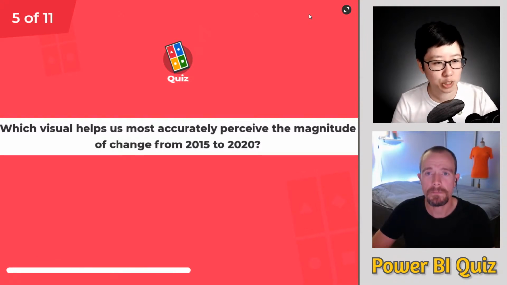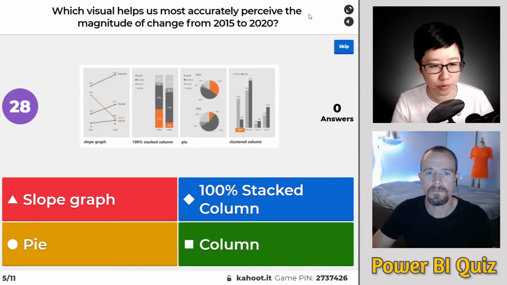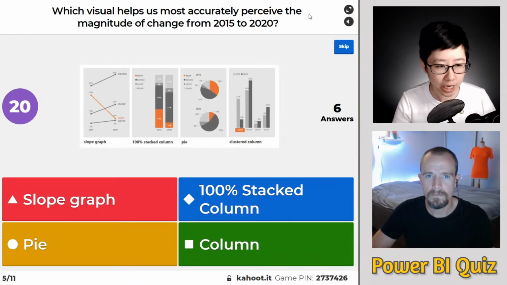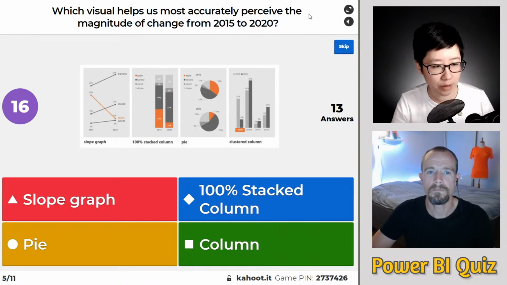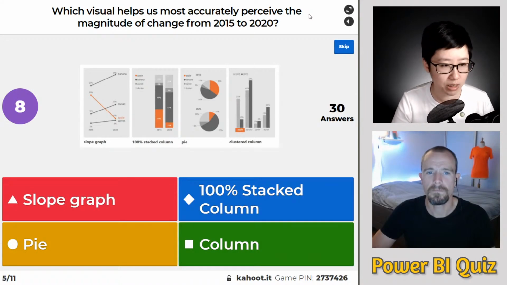Okay, which visual helps us most accurately perceive the magnitude of change from 2015 to 2020? This question focuses on which one shows you most obviously the magnitude of change. Okay, between 2 years, we're trying to see what's the difference. On the left, you've got the slope graph, and then you have this 100% stacked column, a pie, and then a clustered column.